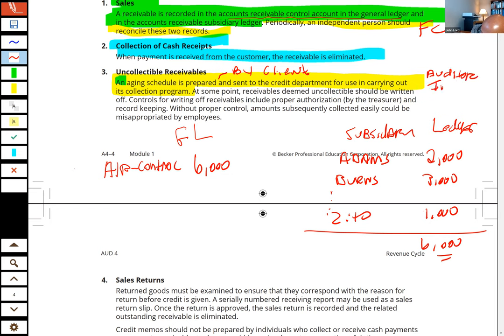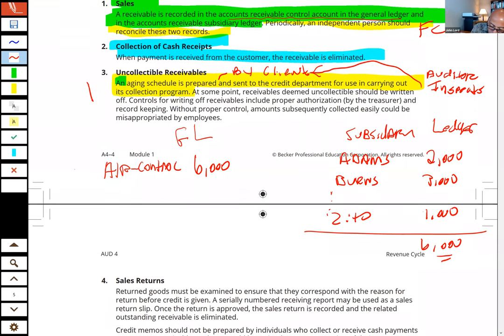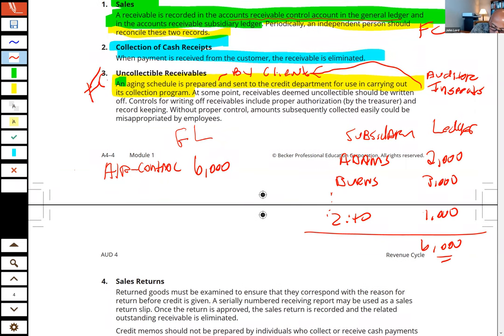Auditor inspects the aging schedule. So you would ask the client for the aging schedule, and you start to take a look at that, and eventually you're going to recalculate what they're putting into the allowance based on the aging schedule. So the auditor inspects the client's preparation of the aging schedules. You can go ahead and flashcard that just so that you're clear that the auditor inspects the client's preparation of the aging schedule.